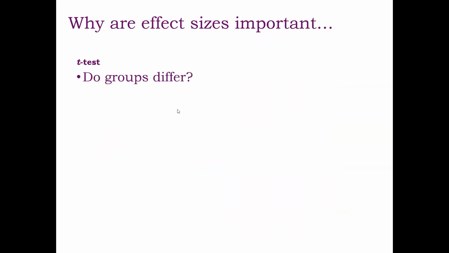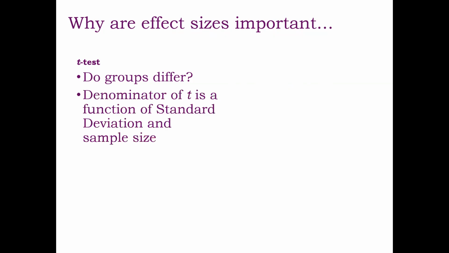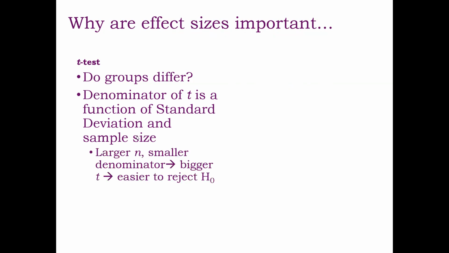Our t-test, which we base our statistical decision on, is basically just the question of, do the groups differ? Is there an effect? Is there evidence that in the population, there's a difference between these groups, right? The denominator of your t is a function of the standard deviation and your sample size. Okay, this means that if you have a big enough sample, you're always going to have a big enough t-value to reject the null hypothesis. Doesn't matter how small the effect is, right?